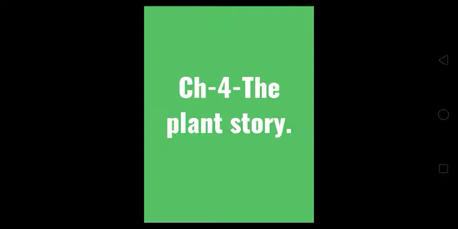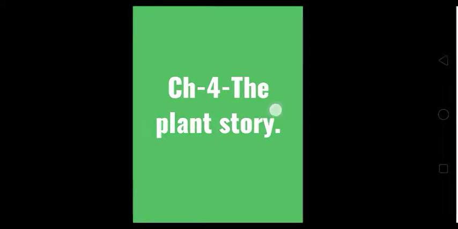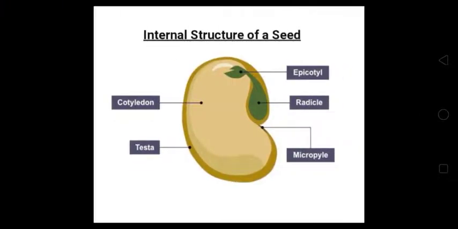Before we learn about the growth of a seed, let us learn about the structure of a seed. As you can see in the picture, this is the structure of a seed, where you can see cotyledon, testa, radicle, micropyle, and epicotyl. As I already discussed with you each and every part of the structure of the seed. So a seed has an outer covering called the seed coat or testa. Its function is to protect the baby plant inside. There is a tiny hole in the seed called micropyle, through which the seed absorbs water.